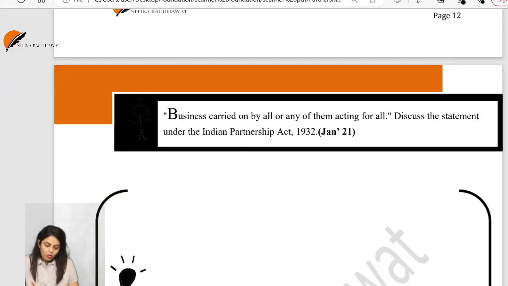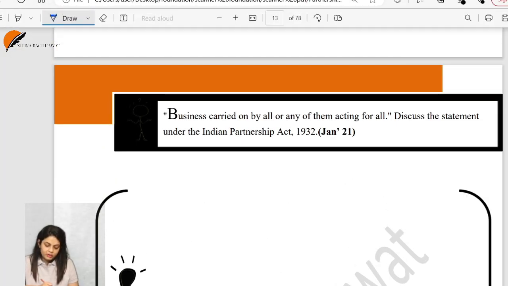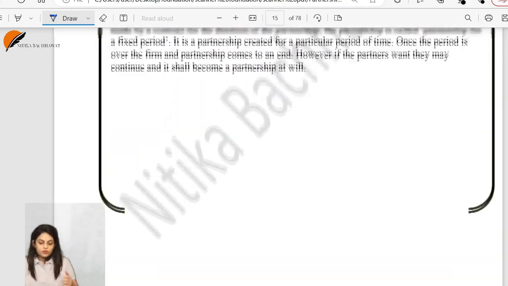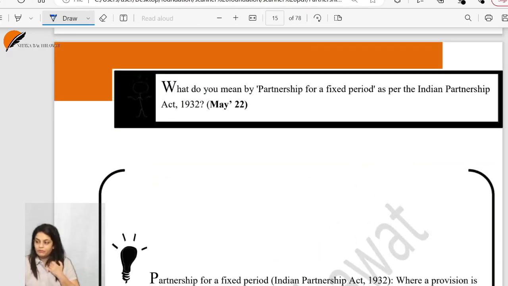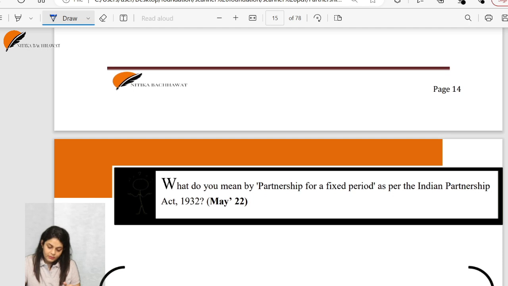Business carried on by all or any one of them acting for all. Discuss the statement. I've already explained this to you about the principal and agent concept. So we already know about this.